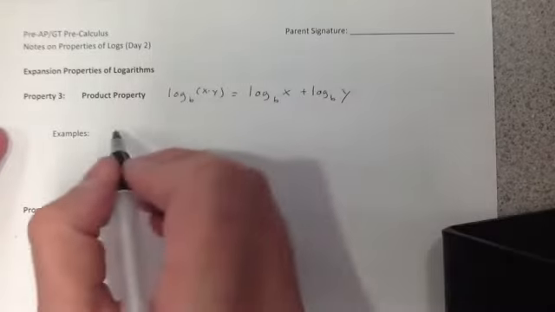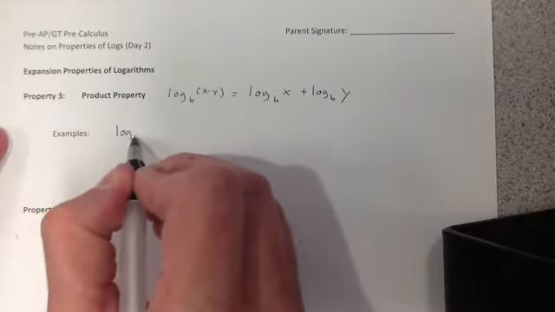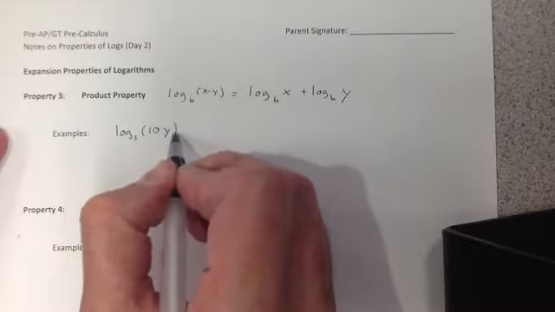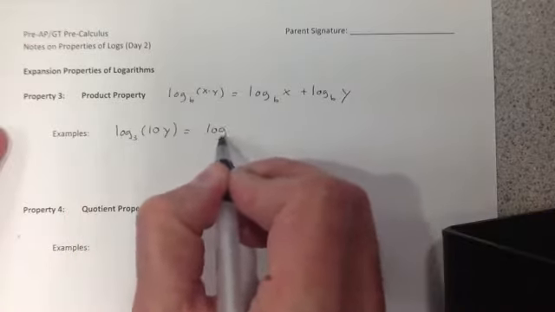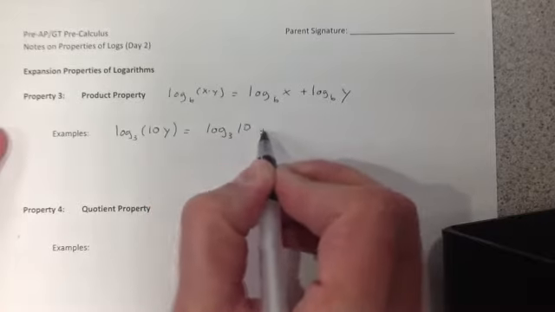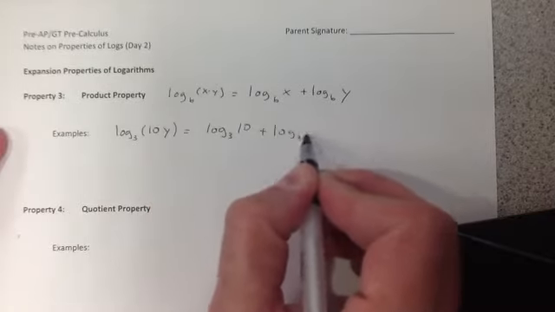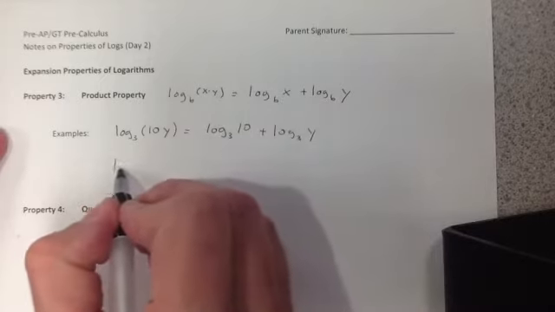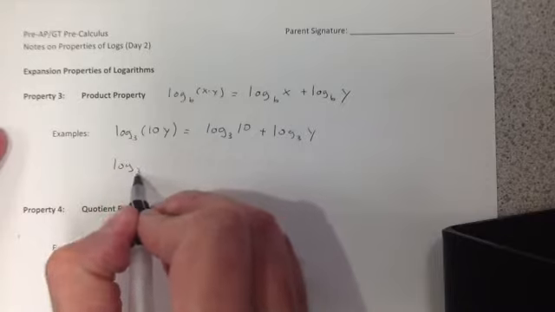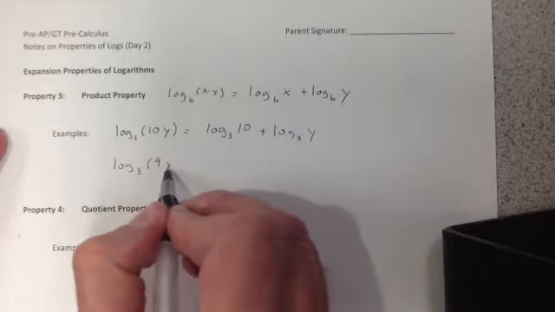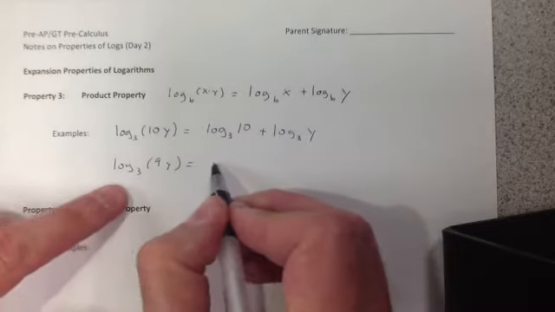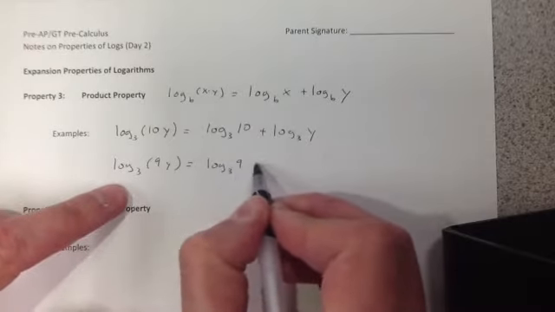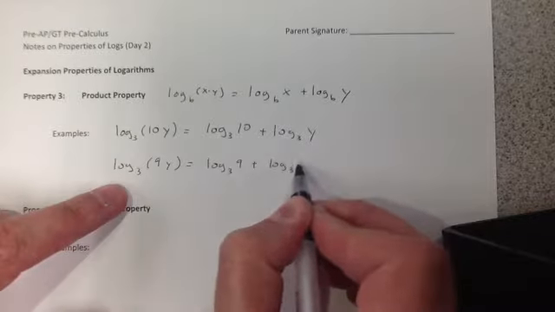Let's give some examples. If I have the log base 3 of, let's say, 10y, I could write this as the log base 3 of 10 plus the log base 3 of y. And we oftentimes ask, why would we want to do that? Well, what if we have something like the log base 3 of 9y? I could write this as the log base 3 of 9 plus the log base 3 of y.